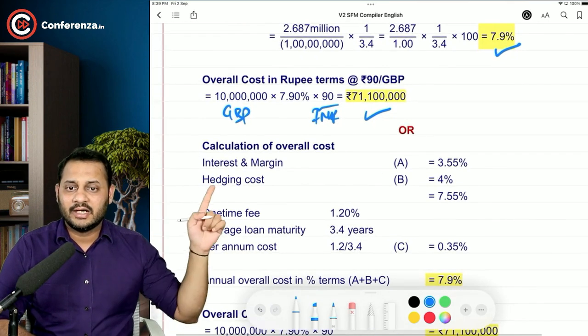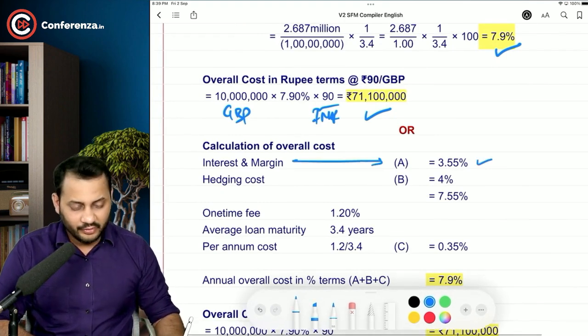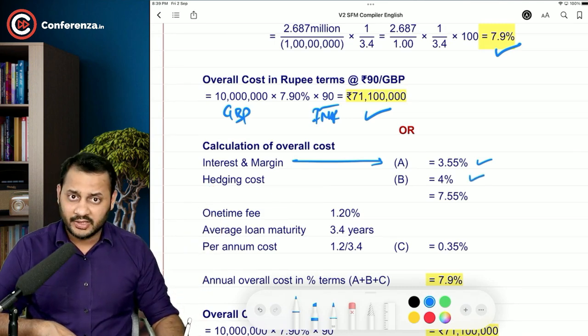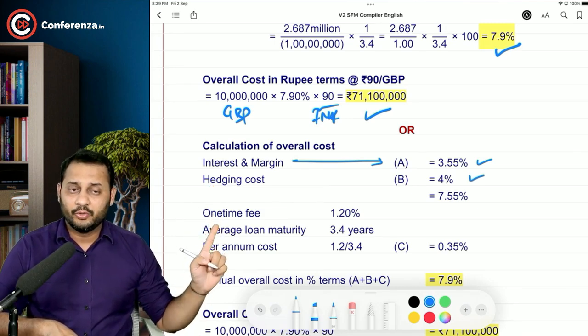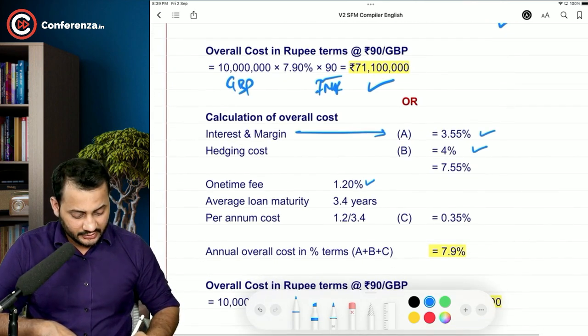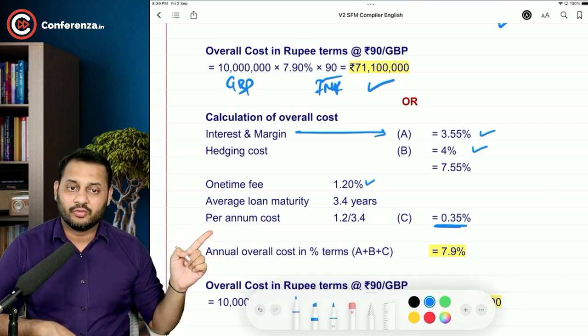Another way to calculate that is through percentage. See, interest and margin that you are paying is 3.55% per annum. Hedging cost you are paying 4% per annum. Okay, one time fee that you paid 1.2% for all the 3.4 years. So what you are doing is you are calculating the one time fee per year, that is 0.3435.